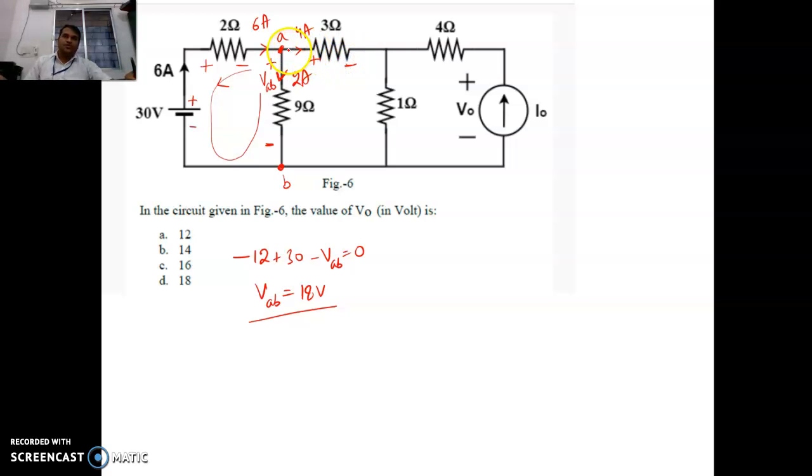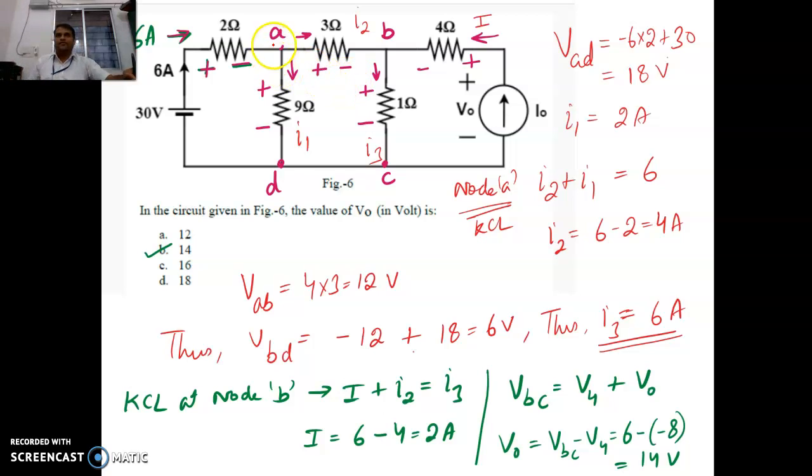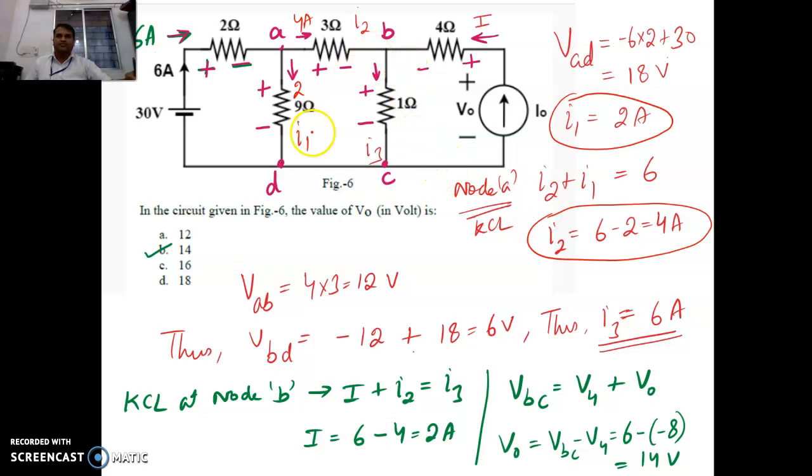So 4 ampere is going from A, and let us give this point the name C. Let us see the solution. We have given the names A, B, C and D. 6 ampere is flowing in this way, and it divides here. The current going down is I1, which is evaluated as 2 ampere. So obviously 4 ampere is flowing from A to B. So I2 is how much? 4 ampere. Because I2 is 4 ampere, we can also calculate VAB.